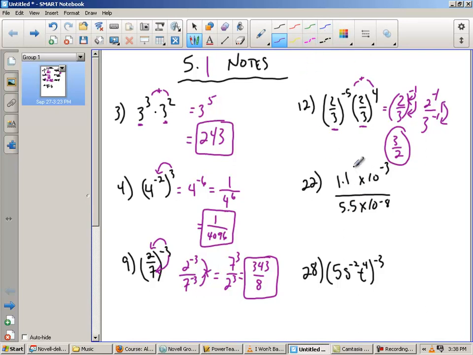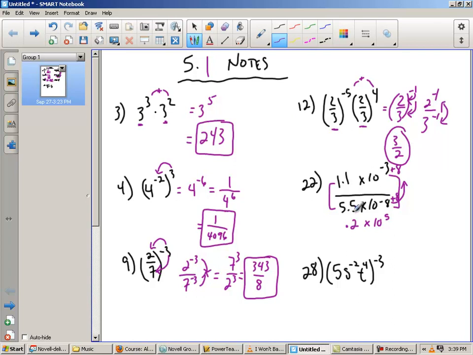On number 22, with scientific notation, we treat the decimal parts separate from the tens. So I'm just going to treat this as the division problem. 1.1 divided by 5.5 is 0.2. Times 10 to the... In scientific notation, we always have to be in the numerator, so we always go up. We never can come down. So to move up, I have to add 8 to the exponent there and add 8 to the exponent there. So I get 10 to the 5th.